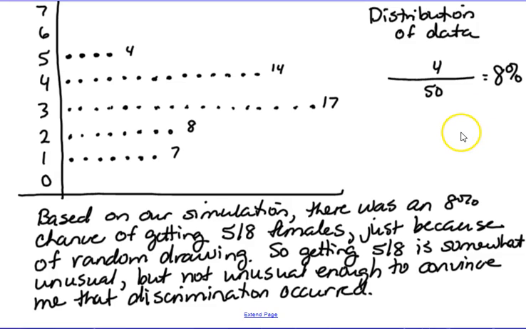Maybe if it had only happened 1% of the time, or not at all, we would have been very suspicious of discrimination if we'd gotten 6 or 7 out of 8 female, because that never occurred randomly in all of our 50 trials.